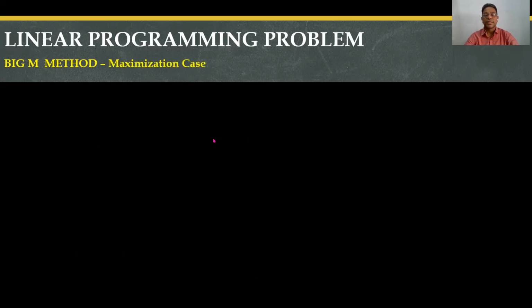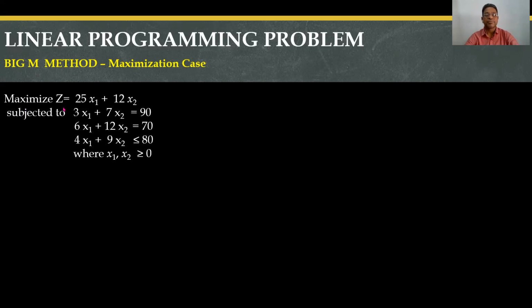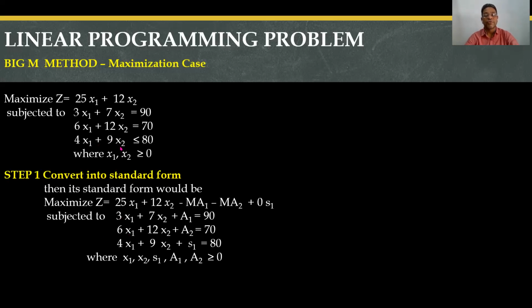Now we'll see two cases, maximization and minimization, and how to solve a given LP sum by the big M method in these two cases. So consider this sum: maximize Z = 25x1 + 12x2 subject to 3x1 + 7x2 = 90, 6x1 + 12x2 = 70, 4x1 + 9x2 ≤ 80, and x1, x2 ≥ 0. We'll convert it into standard form like this. In the first constraint, we'll add A1. In the second constraint, we'll add A2. In the third constraint, we'll add slack variable S1.